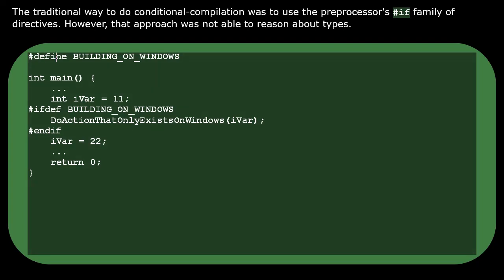In fact, you might even have some code that is the other way around, code intended for when you are building on Linux, which you want to skip on Windows builds.